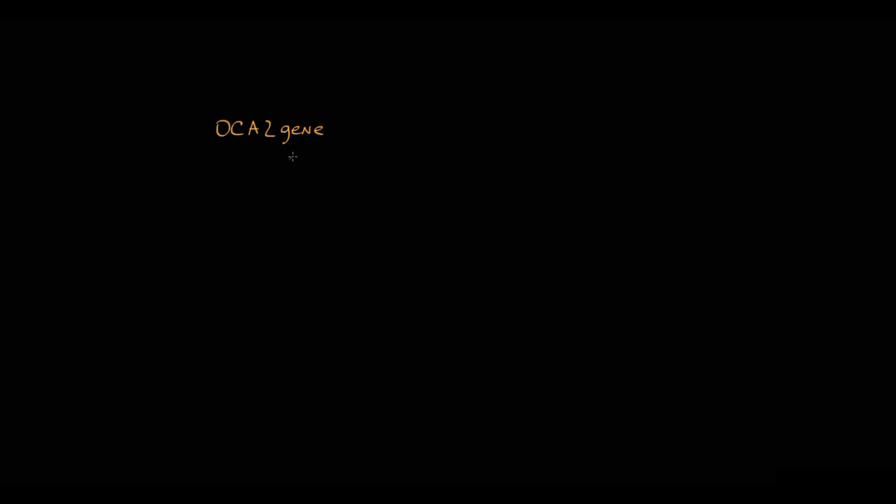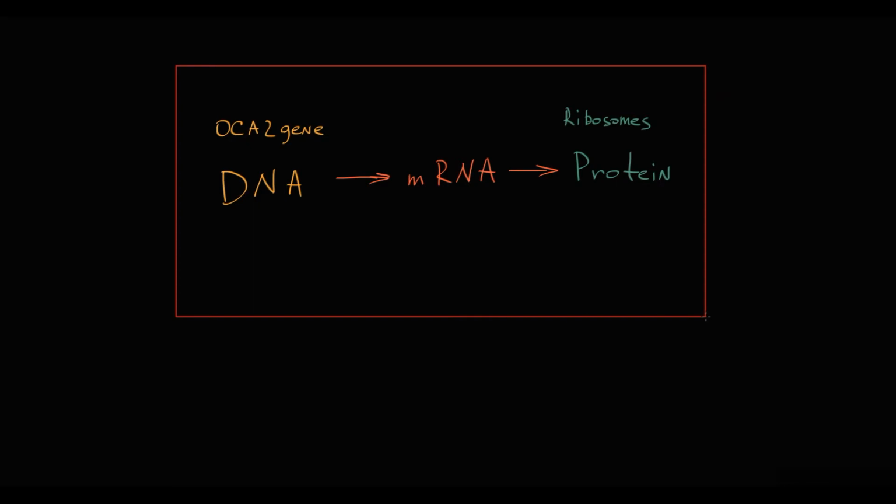And in order to make protein, information in the gene, which is basically a part of a DNA molecule, must be copied to an RNA molecule and carried to ribosomes where protein is produced. So we have this central dogma of molecular biology: DNA, RNA, protein. The OCA2 gene is located on chromosome 15.